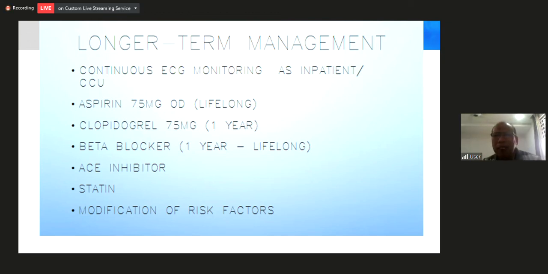But the modifiable risk factors, for example, are obesity, smoking, lack of exercise, diabetes, hypertension, and diet. These you can modify. So when you want to discharge the patient, you should advise your patient to modify these risk factors. Another thing is your lipids, your cholesterol, LDL level, which can be modified by giving statin. Next.